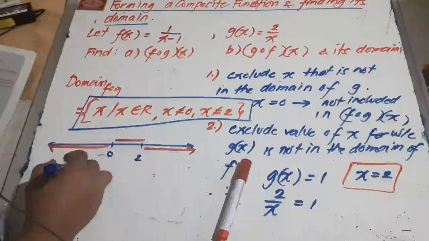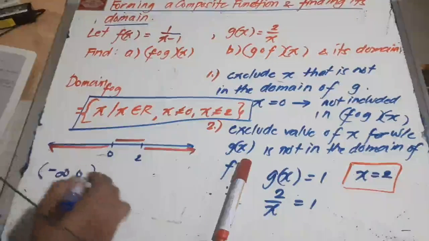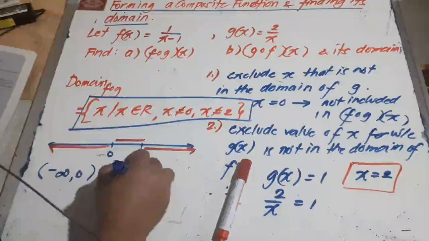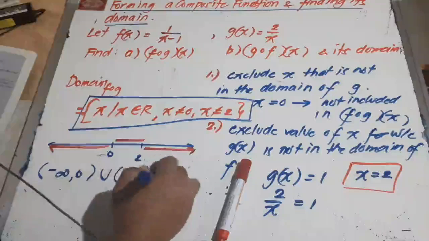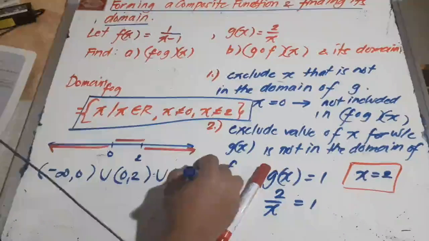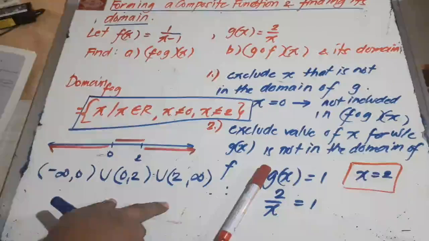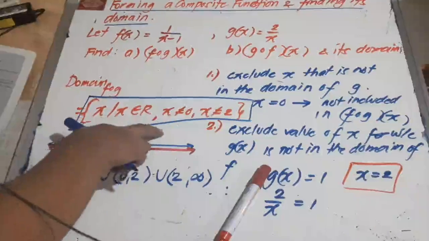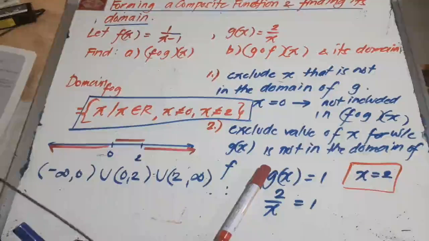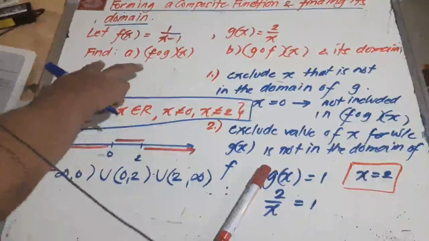Una, negative infinity, 0. Hindi kasama yung 0. And then, what else? Union to 0 to 2. Union to 2, positive infinity. So, this is the equivalent interval notation of the domain of the composite function. Okay? So, that is the solution to letter A.